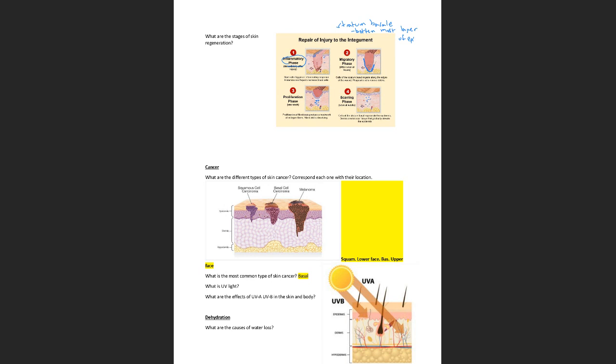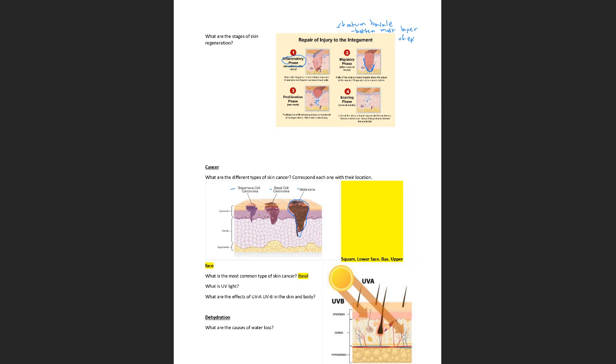Now we're going to get into cancer, specifically cancer of the skin. We have squamous cell carcinoma, basal cell carcinoma, and a more deadly type, melanoma. Why is melanoma more deadly? Because it goes down all the way to your dermis, pretty deep down to the dermis. So that can get very deadly.